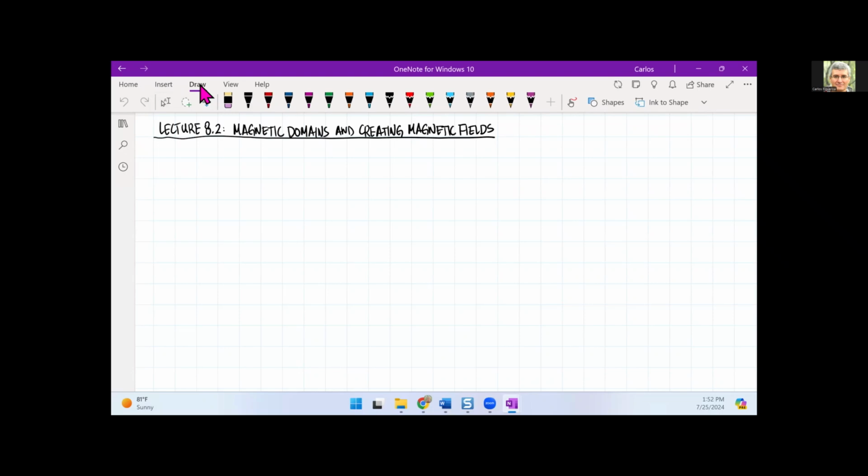Lecture 8.2, Magnetic Domains and Creating Magnetic Fields. We know that a bar magnet has two poles.